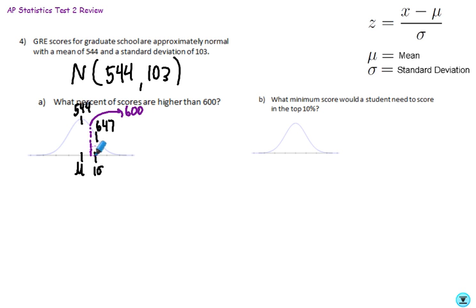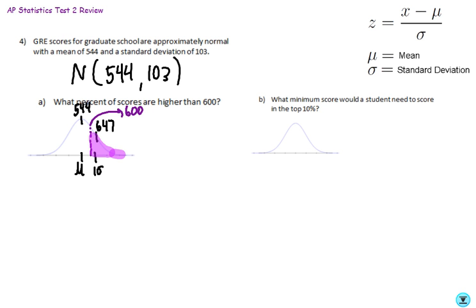Well, you know that half of the curve is 50%. That's not quite 50%. 50% would be 544 and up, but we want to know 600. So I don't know, maybe 40%, 30%. That's what we're trying to figure out. So let's first figure out our z-score, right? Because that tells us the percent that a certain piece of the curve represents.